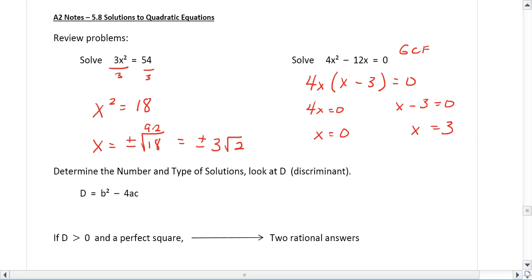And I want to point out that we get different kinds of answers. Here, on this example, we got two rational numbers. This quadratic gave us two rational answers. This quadratic, however, gave us two irrational answers. The square root of 2 is irrational. And so that's the focus of this section. We're going to be discussing what type of answers quadratics give us and how we can tell what kind of answers we're going to get.